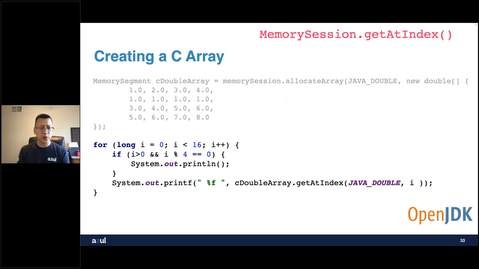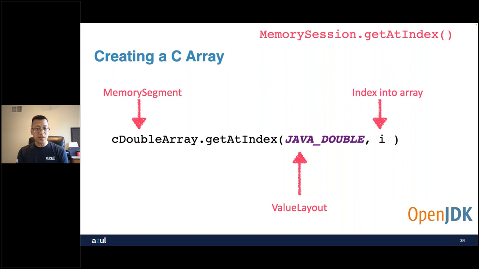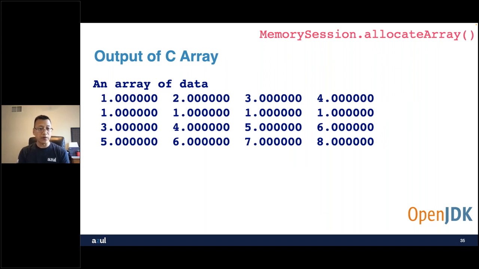So here we have a for loop. We're just outputting what's in the contents of that array. So again, there's a getter method. It's called get at index. And so just to look a little bit closer, you have the memory segment object. Anytime you allocate something, you're always going to get a return type of this instance of a memory segment. So for that array in memory, there's a method on the memory segment called get at index. You pass in the value layout, and then you tell it the index, the position in the array. And there's the output of the array.